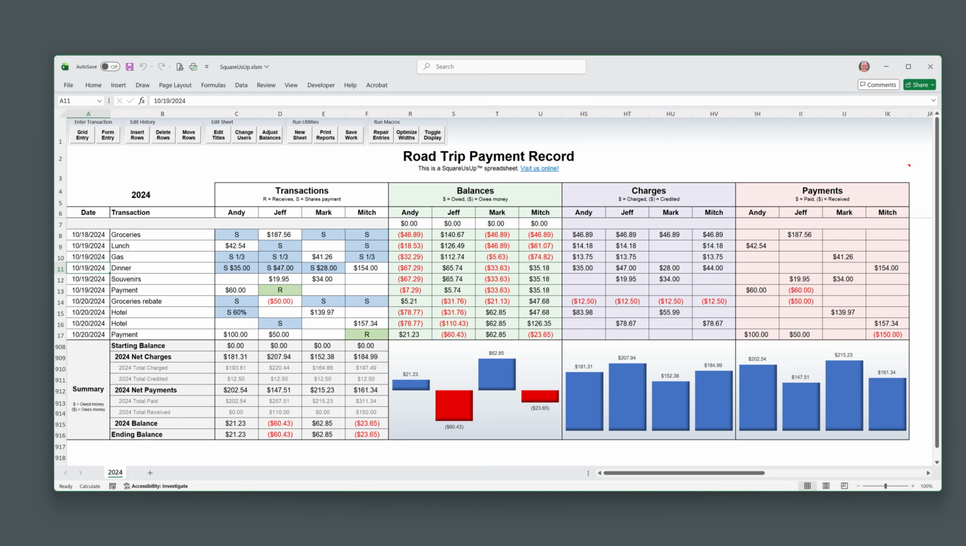The website fills in the details for everything shown here and more. I hope you can see that SquareUsUp is in another league from every other expense sharing spreadsheet out there. If you think it could be the expense sharing solution your group has been looking for, download it now and give it a try.